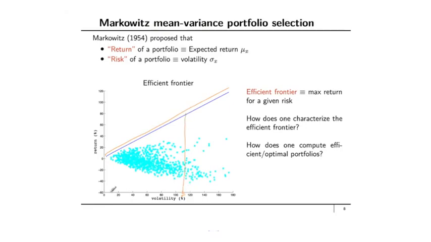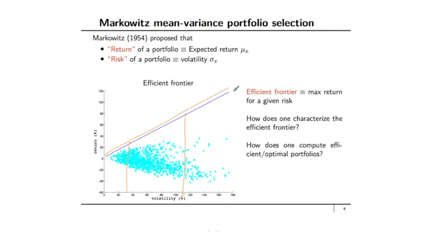And similarly, you take different values of these sigmas, compute out what is the maximum return that you're going to get, and this blue line is generated by computing the maximum return for a given value of risk. That frontier is called the efficient frontier.